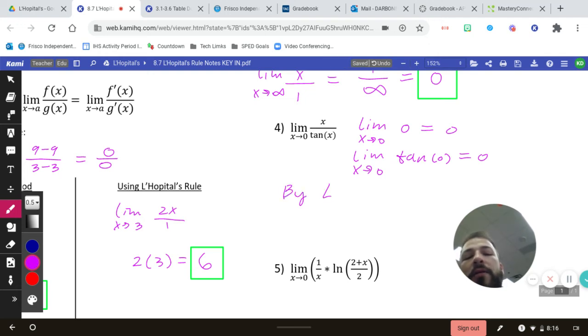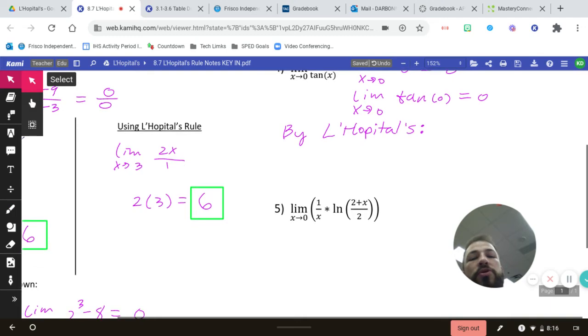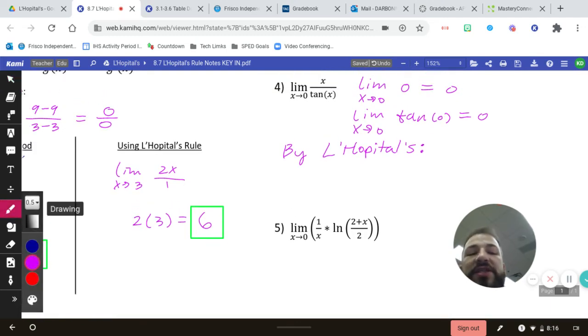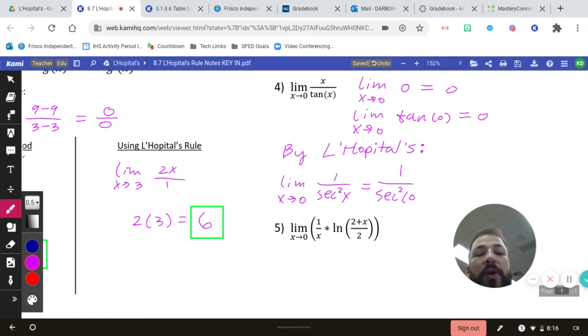So by L'Hopital's, the derivative of x would be 1. The derivative of tangent is secant squared, so the limit as x approaches 0 of 1 over secant squared x. Then we would plug in 0, so that would give us 1 over secant squared of 0. Secant is the reciprocal of cosine. Cosine of 0 is 1. The reciprocal of 1 is 1, so 1 squared is 1. So we get 1 over 1, which is just equal to 1.